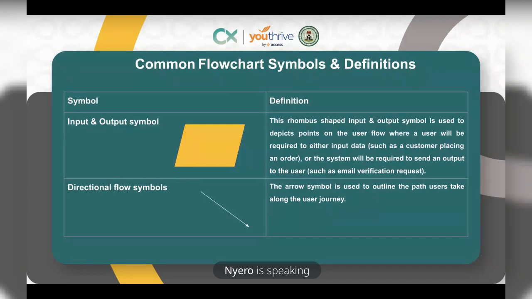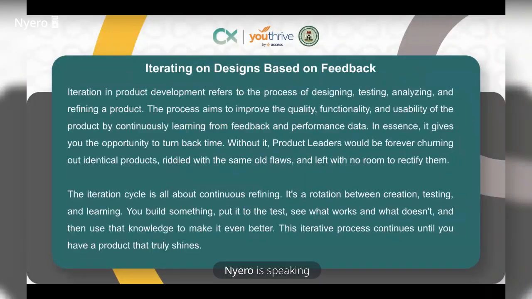At any point in the user flow where you need your user to enter maybe their card details or their email address, or they need to place an order, you use a rhombus shaped symbol. Or you need the system to send an email verification to the user, or you need the system to send the user a receipt. You're going to use a rhombus shaped symbol. And then the arrow is just essentially used to outline. So the arrow is how you connect all the shapes together on the flowchart.